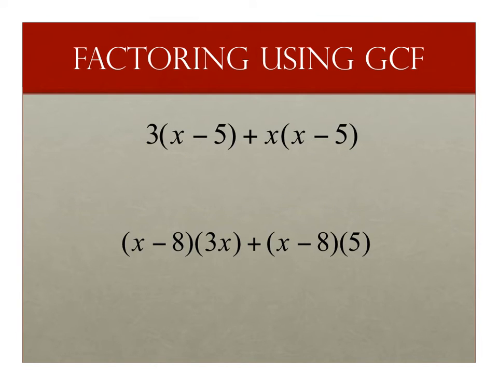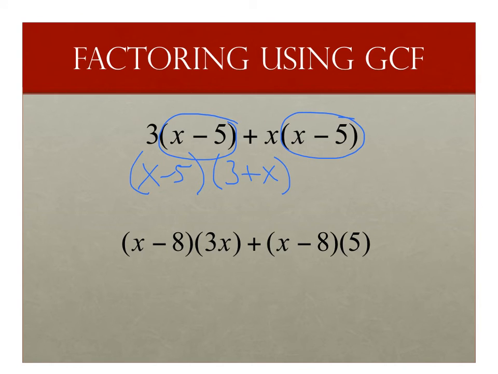A little bit more with GCF. Here I have 3 times x minus 5 plus x times x minus 5. Well, now my GCF looks a little bit funky, but my GCF is actually what's in parentheses here, because both of these have an x minus 5. So if I pull that out, x minus 5, I'm left with 3 plus x. There we go. So that GCF is right here. It's kind of like when we were pulling out the 4x or the 5x in the last one.